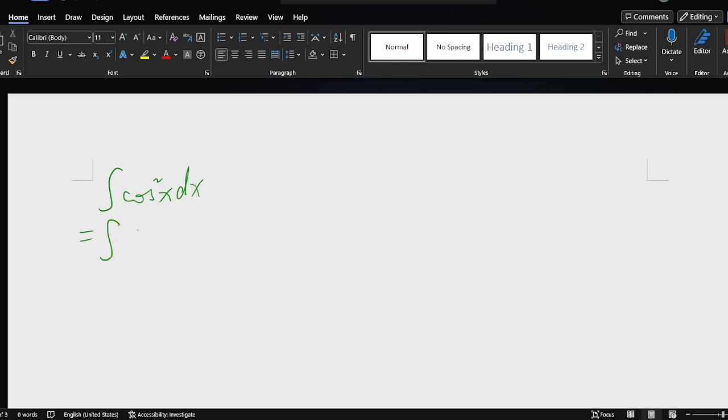So we change it to the integral of (1 plus cosine 2x) over 2 dx. That's the formula: cosine x squared equals (1 plus cosine 2x) over 2. So we continue to do that.